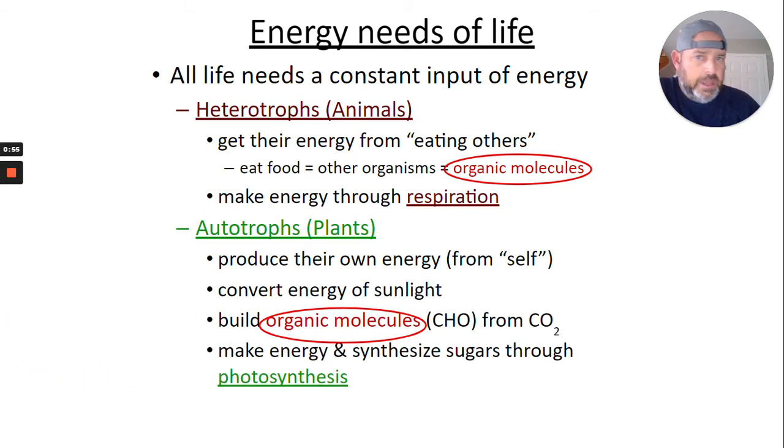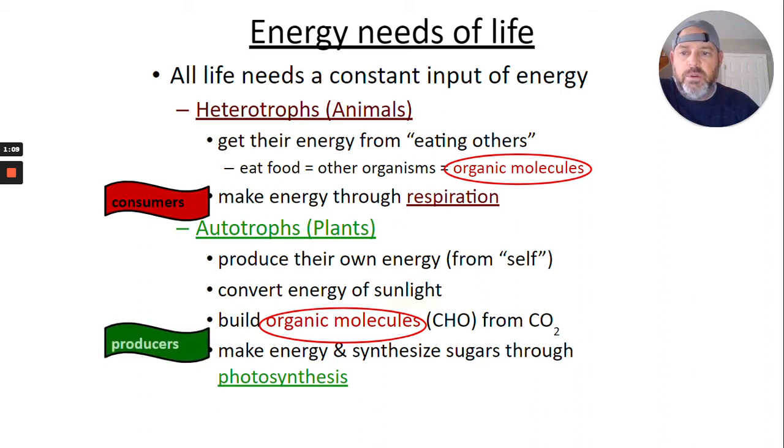And autotrophs, plants, along with a few other things, are able to make their own food, right? Energy from self. So that's autotroph. And they're going to build their organic molecules in order to get energy from those molecules, right? And they do this through photosynthesis, so consumers and producers.